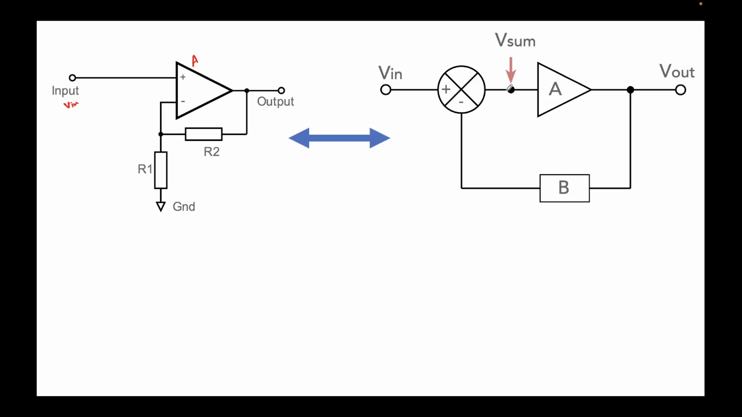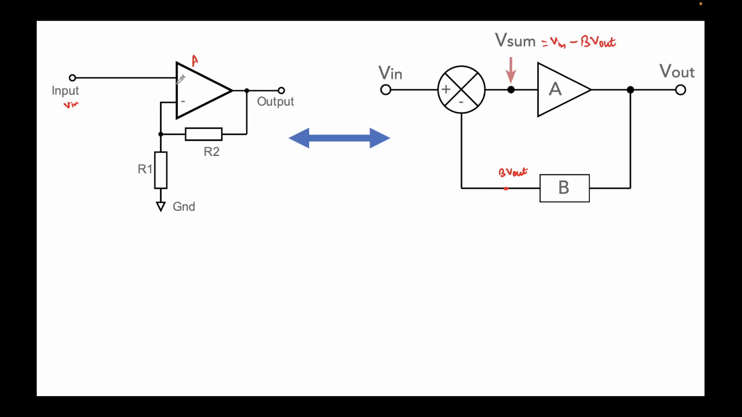But the other parameters remain the same. For instance, let's see the value of V sum here. Let's first calculate the value of this signal here. This signal would be B times Vout, and consequently V sum would be Vin minus, note the minus sign here, B times Vout. Correct.